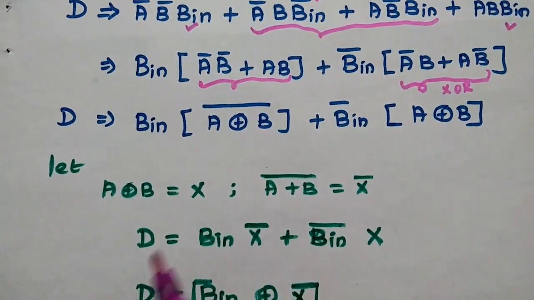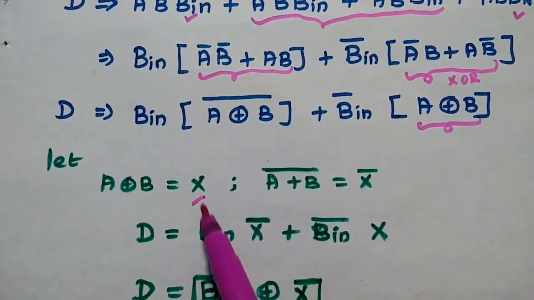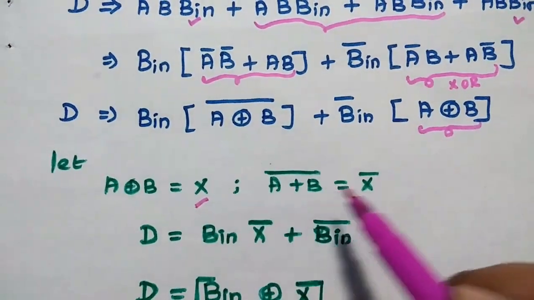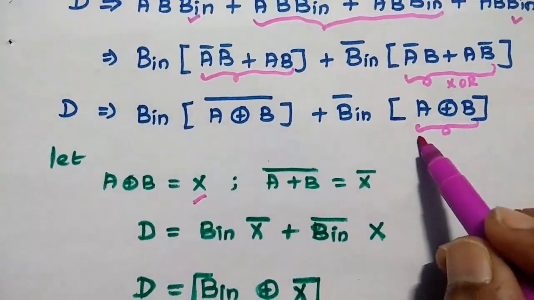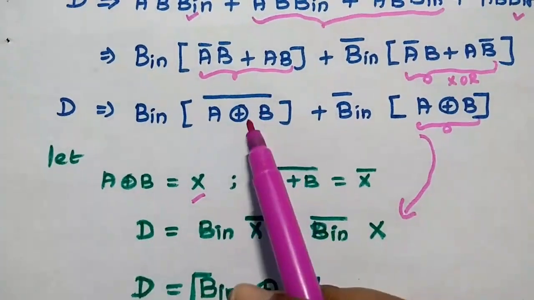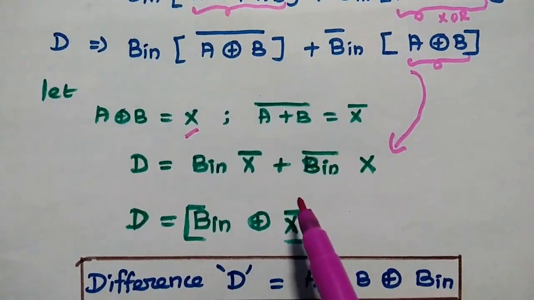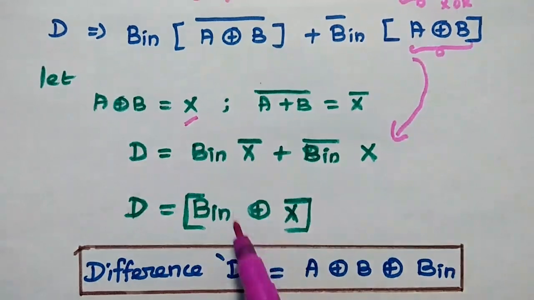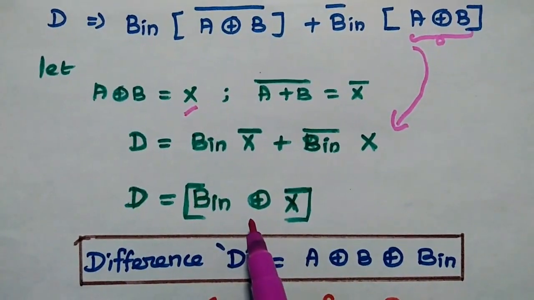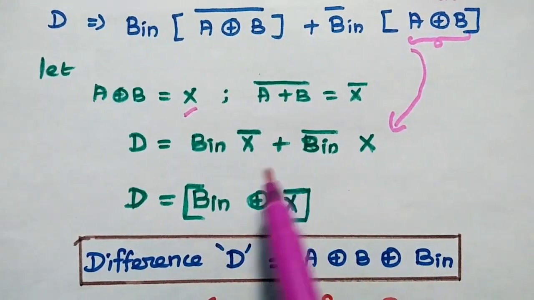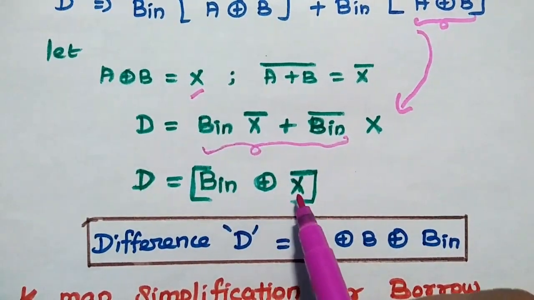Here, for further simplification, consider this A XOR with B as represented by capital X. Then its complement is denoted as X bar. So we can write this expression as B in X bar plus B in bar into X. It looks like the XOR operation between B in and X, right? Because B in X bar plus B in bar X is nothing but the XOR operation of B in and X. So we can rewrite this expression as B in XOR with X.